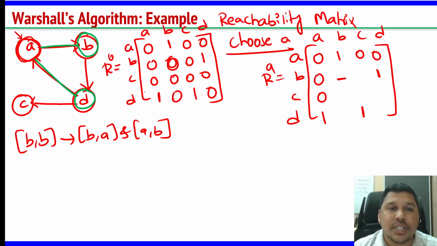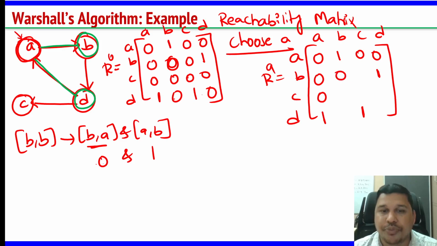Come to R0, the original matrix. B to A, what is the value? B to A, it is 0. And what is the A to B value? 1. 0 and 1. If both are 1s, then there is a path. If anyone is 0, there is no path. So we cannot change this. This is only 0. B to A, there exists no path. So you cannot use A as an intermediate node to create a path from B to B.